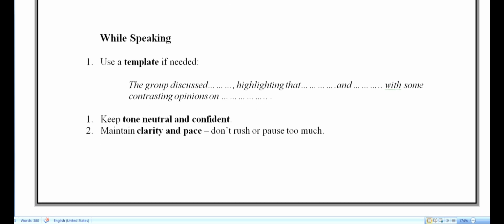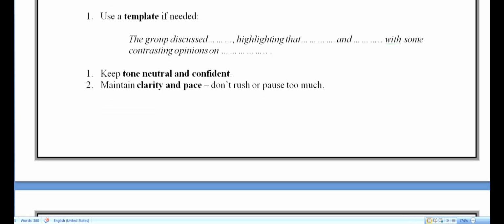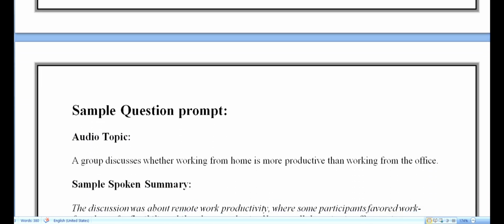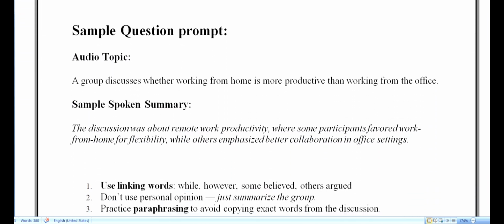Going good so far, right? Now let's assume that there is a small audio on a group discussion topic, whether working from home is more productive than working from office. So it is work from home rather than visiting the office and doing the work. That was the crux of the audio, assume. Now, how do you make the summary of it?